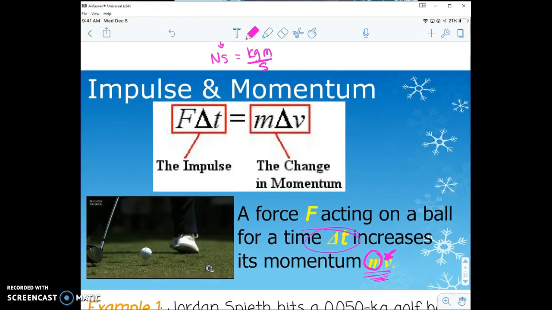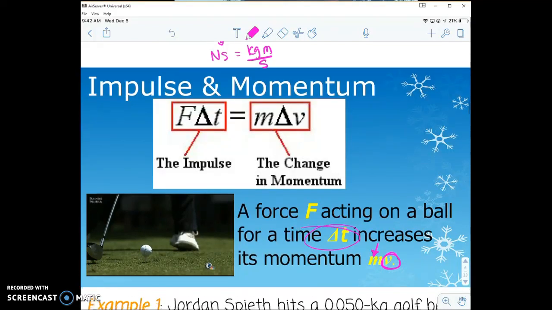So impulse is something that causes a change in momentum. If we're looking at a golf ball, a force acting on the ball for a certain amount of time can increase its momentum. Momentum is mass times velocity. We know that mass is a property of matter, so mass stays constant. That means that if momentum changes, velocity has to change. So impulse is something that can change an object's velocity.